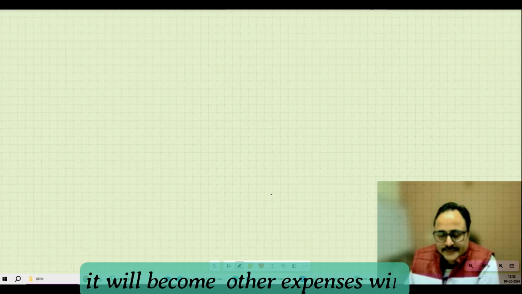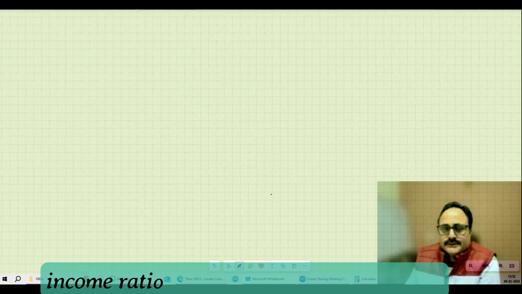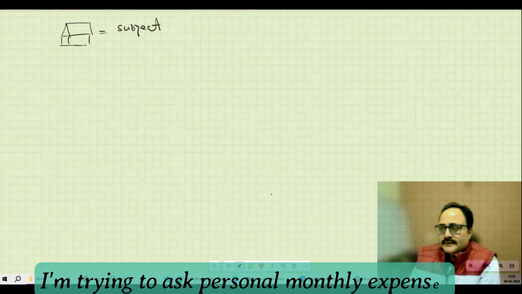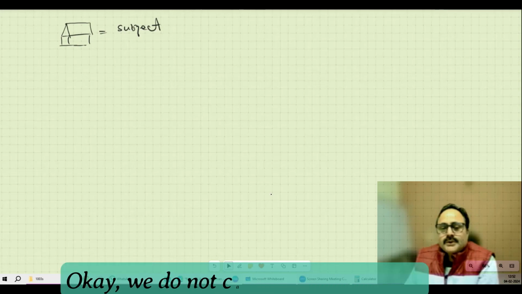Any doubt? Any question? Sir, other expenses also will come, right, to calculate DTI? Yes. Total debt to income means, what is the formula? Subject property expense plus all other debt. Okay, so let me show you another example. This is my property. I'm trying to ask about personal monthly expenses, whatever is appearing on credit. We do not calculate utilities like electricity bill or water bill. No, those are not included.